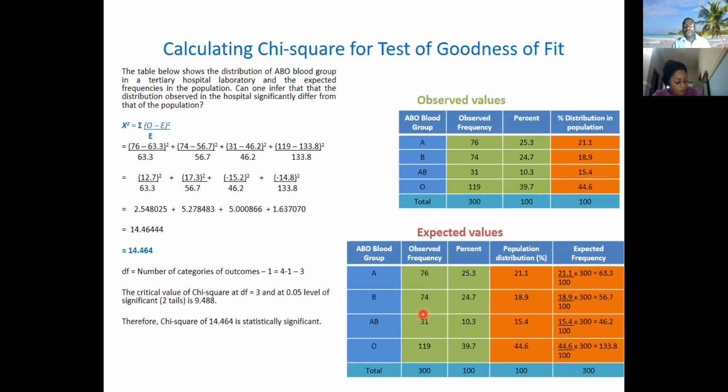Is there any question, any clarification? I think it's very clear. Any clarification? Any question? Yes, okay, go on.